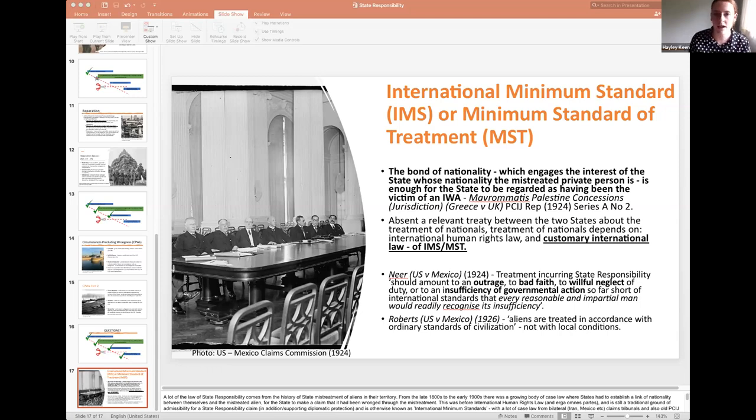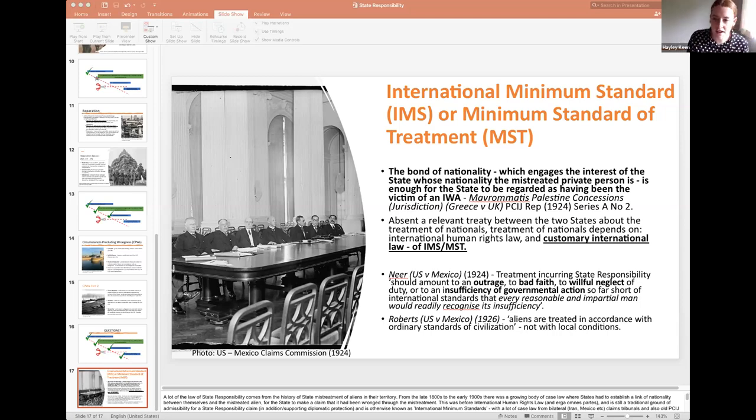Often you don't have that, right? You don't litigate about the treatment of individual people unless there's something very substantial going on in the International Court of Justice. So this is before international human rights law. And so what we end up having is a body of customary international law that still exists, called the International Minimum Standards, or Minimum Standard of Treatment. And this is state responsibility for mistreatment of their nationals outside of human rights law.